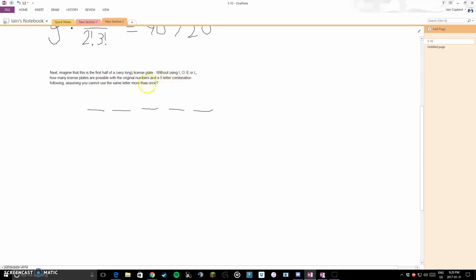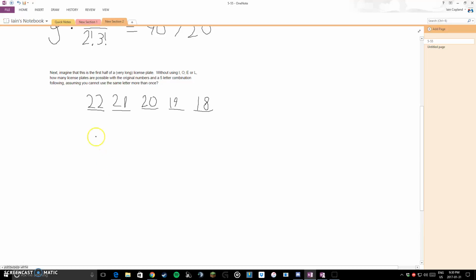So the first step is to determine how many different possibilities we have per spot. So the first one is going to be 22, because obviously there are 26 letters of the alphabet, but we have taken out I, O, E, and L. So then, if we use 22 for the first one, it does also state that you cannot use the same letter more than once, which means the next one would go down to 21. We continue with this trend. The next one's 20, the next one's 19, and the next one is 18.